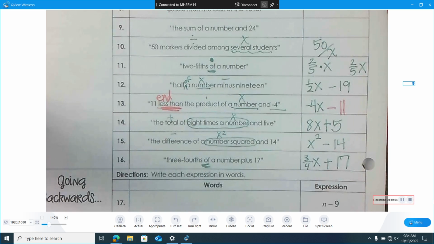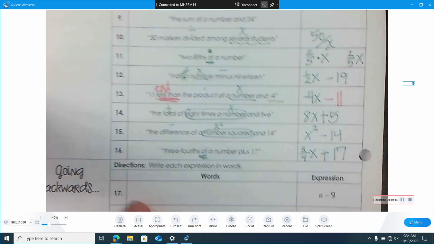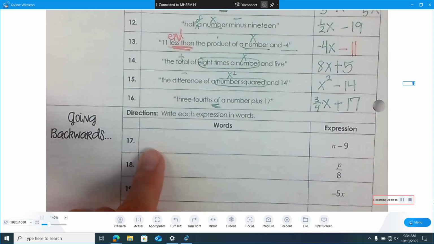All right, let's just do the first two here. Write each expression in words.